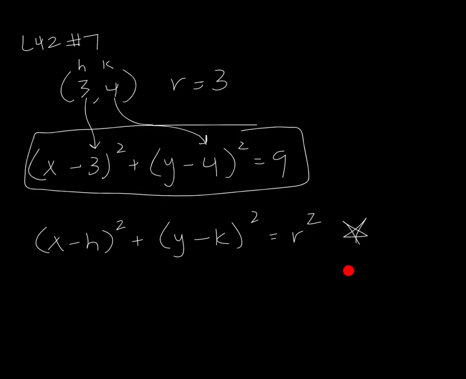Really just the distance formula from the center of a circle to the point on the circle. HK always stands for the center. So HK is the center of a circle, and you just plug them in. So it's good we did the study guide.